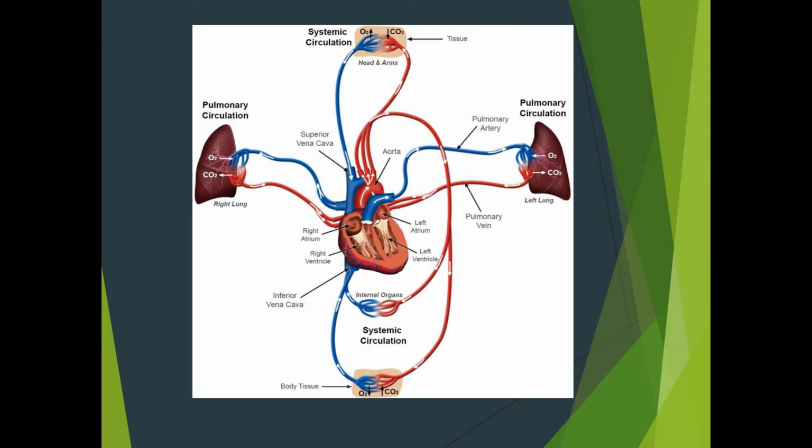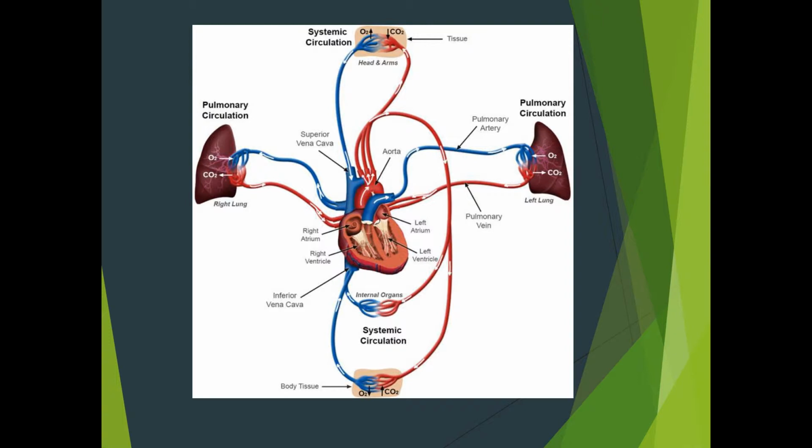All right, so into the study guide. The heart is essentially two pumps. We have a pump for pulmonary circulation on the right side of the heart, and we have a pump for systemic circulation on the left side of the heart.